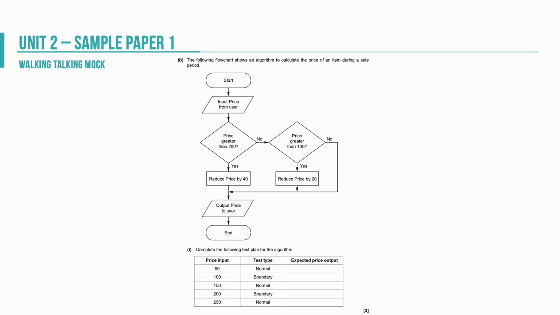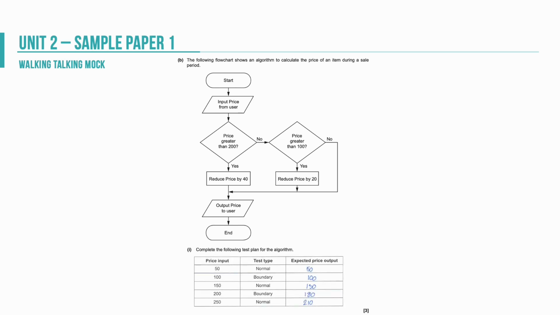We've then got a flowchart. We're given some data and it's asking us to work out what we'd expect the output to be. So in short, we need to, for the first part, put 50 in and follow on through the flow diagram. So is the price greater than 200? Well, no, 50 is not. Is the price greater than 100? Well, no, 50 is not. So we output price. Well, price was 50. We've done nothing to it, so it must still be 50.